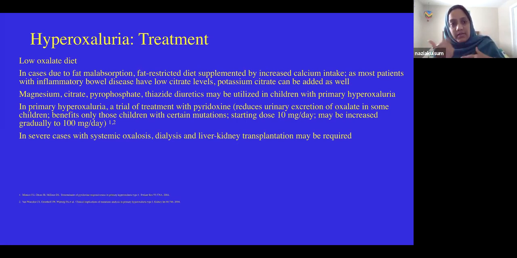So Tums or calcium intake with the diet would be one other way of treating it. And then in cases of primary and secondary hyperoxaluria, because it's a genetic disease or enzymatic disease, you can use pyridoxine as one way. Otherwise, most of these patients would need a kidney and liver transplant.